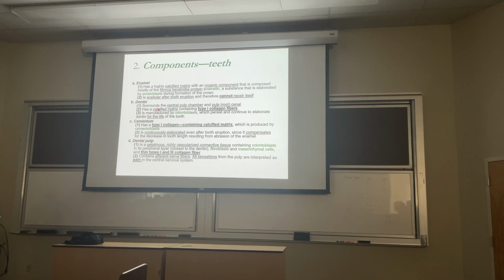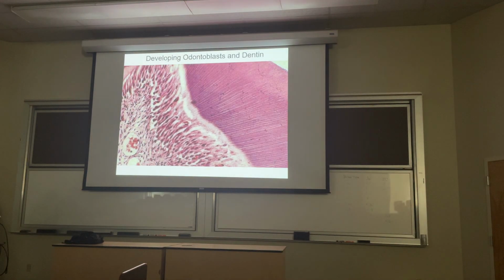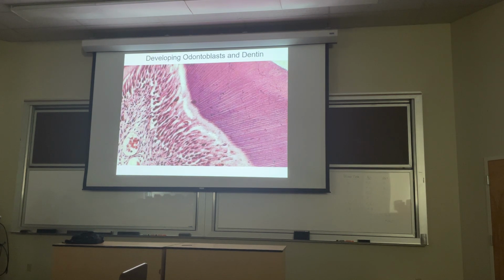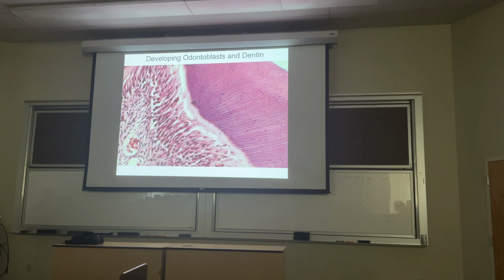Then we have the dentin, mostly type 1 collagen fibers. It's laid down by the odontoblasts. Then the cementum, type 1 collagen. And then the dental pulp deep in there. Now, this is the dental pulp over here. You have nerves and blood vessels in the dental pulp.